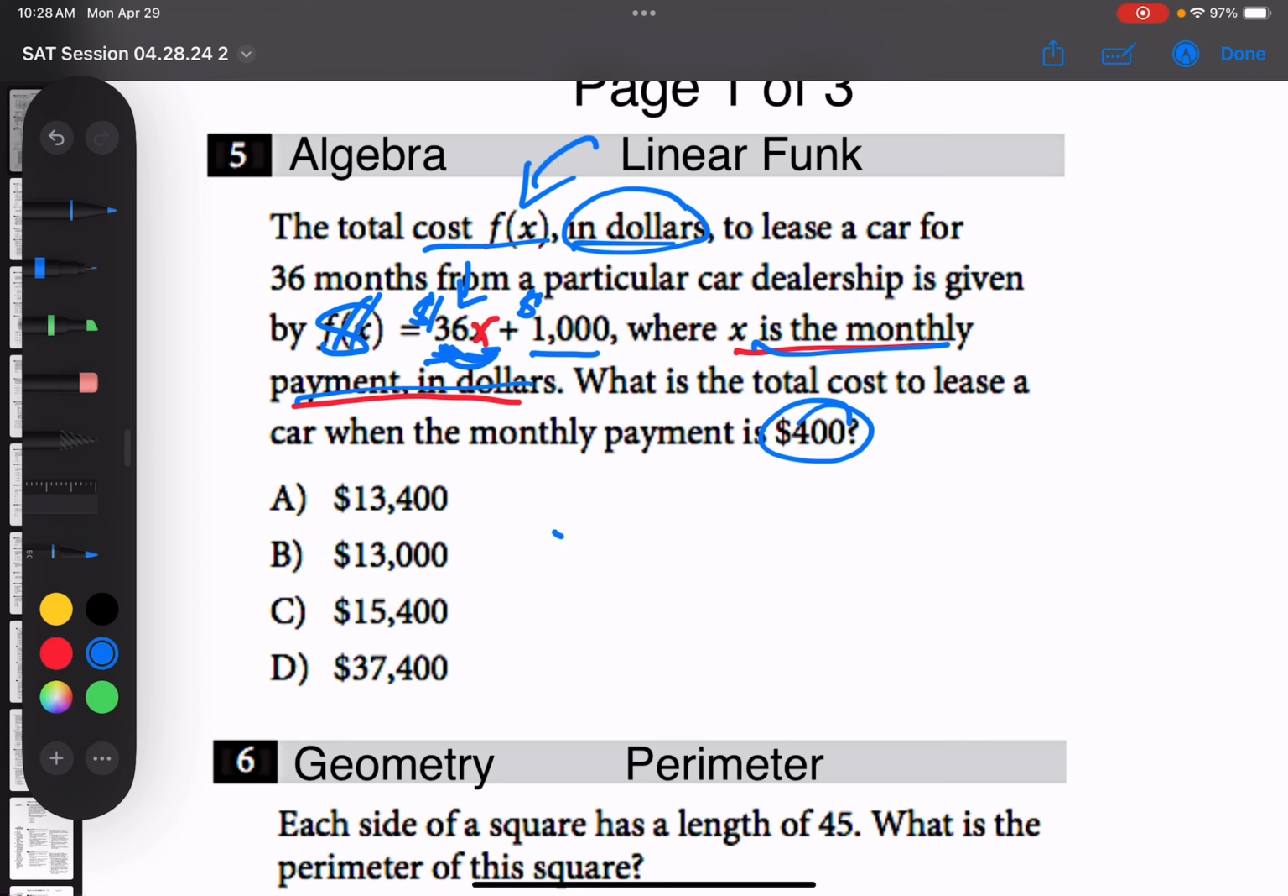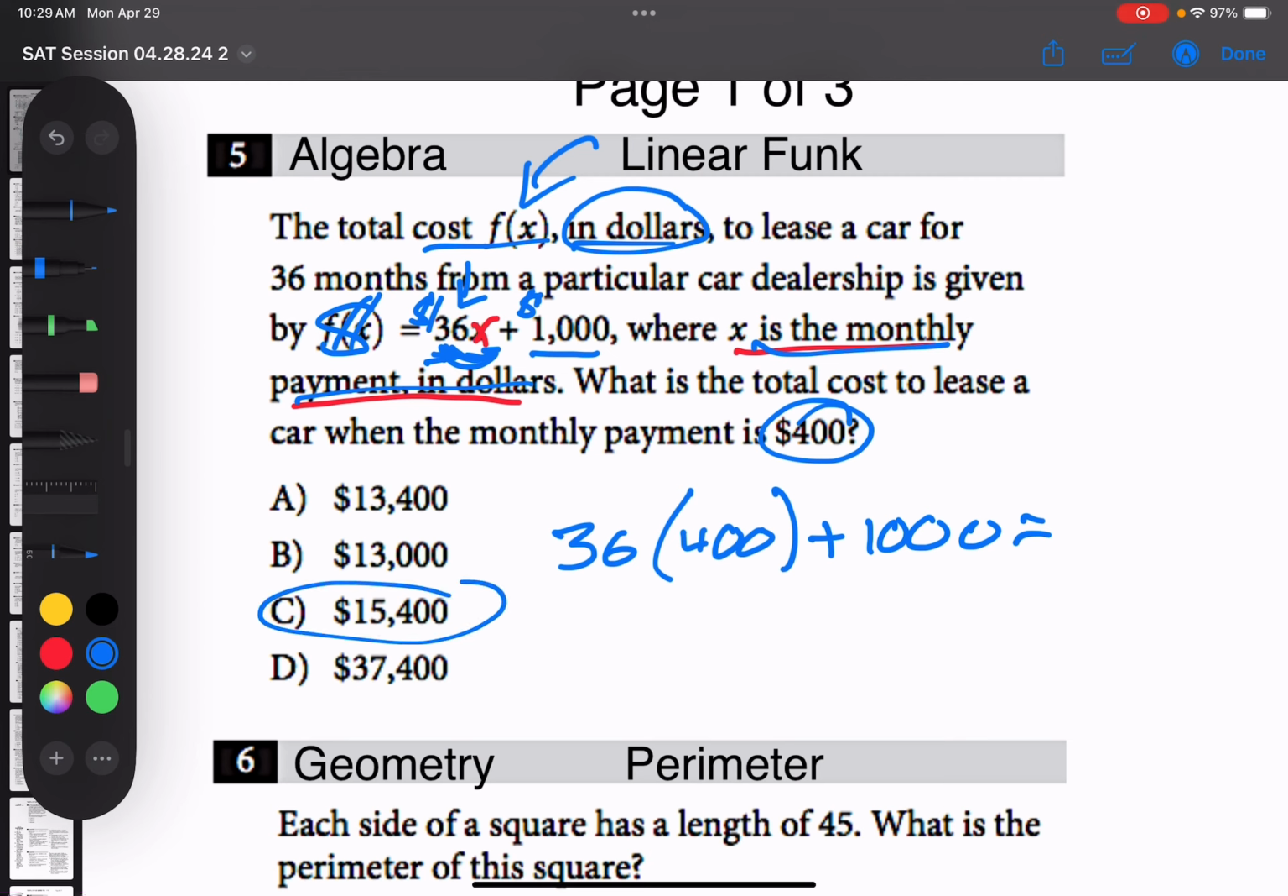So if we had 36 times 400 plus 1,000, that's going to tell us what the total amount was. I don't have my calculator with me. Let me pull the calculator out of my cell phone. So 36 times 400 plus another 1,000 is going to equal 15,400. So that's the answer to the question. That's how much the entire car costs to lease for $400 per month over 36 months.